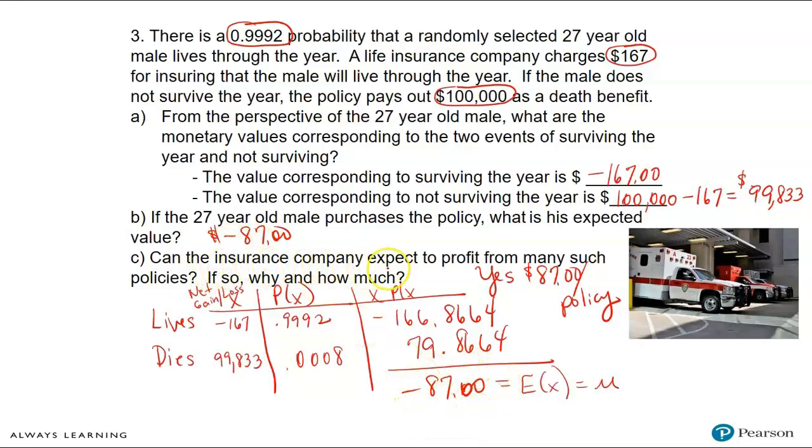And then can the insurance company expect to profit from many such policies? If so, why and how much? So basically, on average, they're going to profit about $87 per insurance policy that they write.